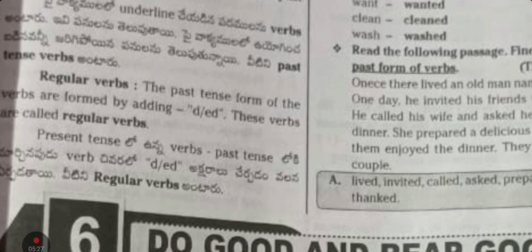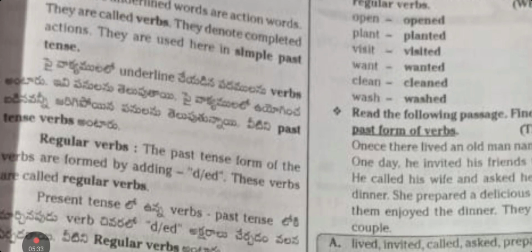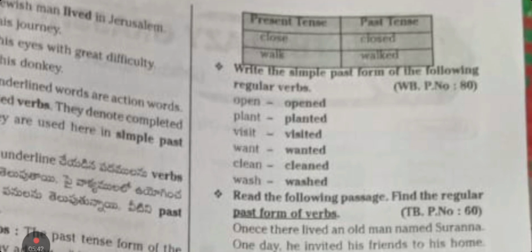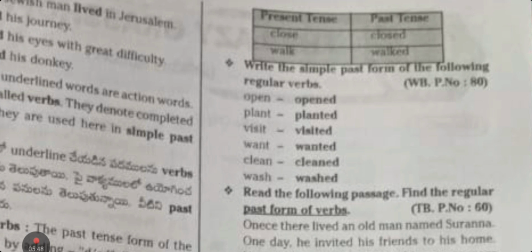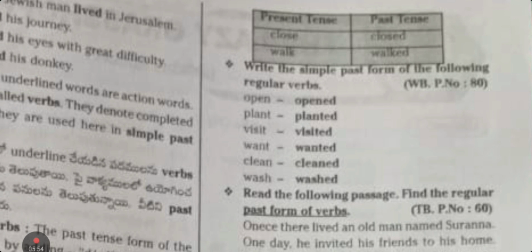Next, regular verbs. The verbs whose past tense form is formed by adding "ed" are called regular verbs. Okay. Let's see. There will be present tense, past tense, future tense also. Past tense means which has been completed. Present tense means now, which is running. Future tense means which is going to happen in future. In present tense, close; past tense, closed. Present tense, walk; past tense, walked.